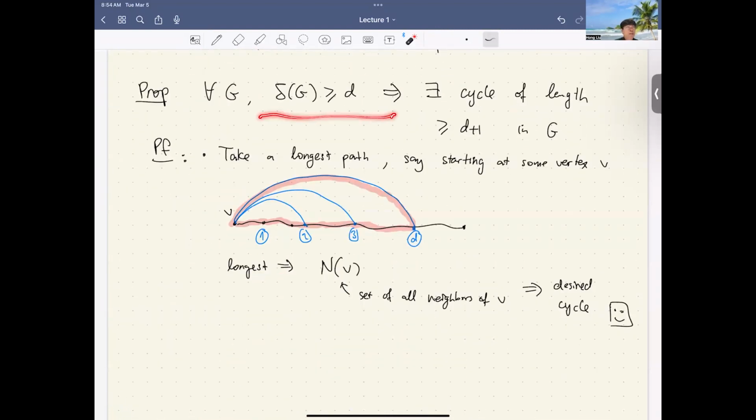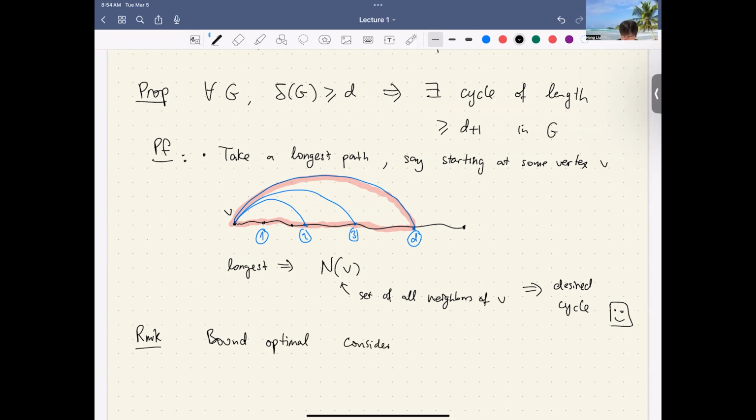If you have minimum degree D, what does it mean? Is it optimal? Then can we guarantee D plus 2 length cycle? The answer is no. So this is also tight. Remark, this bound is again optimal.